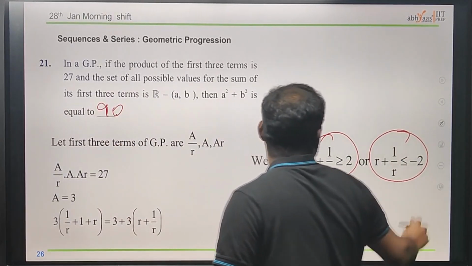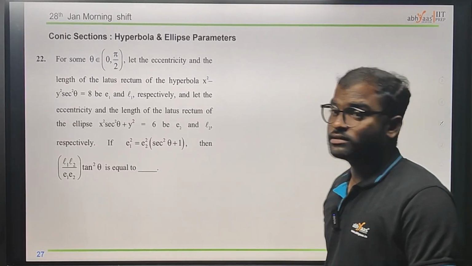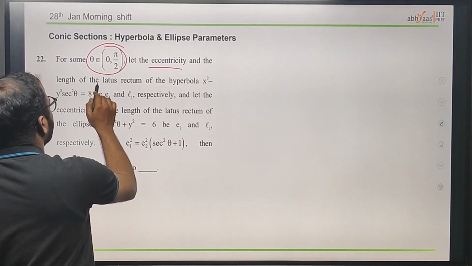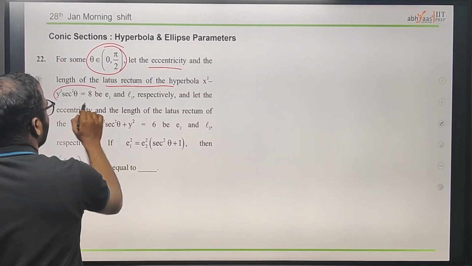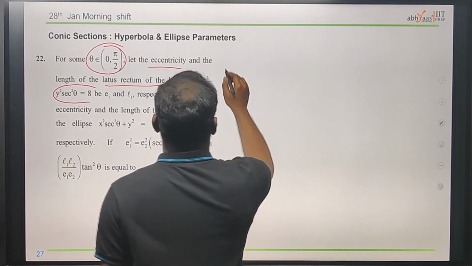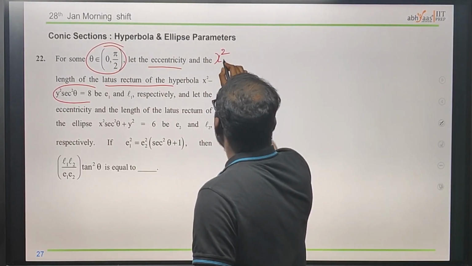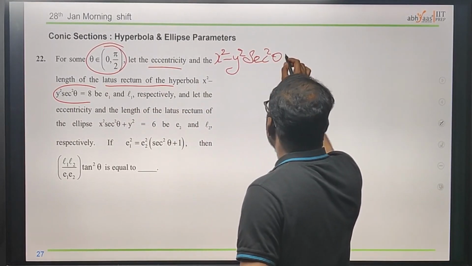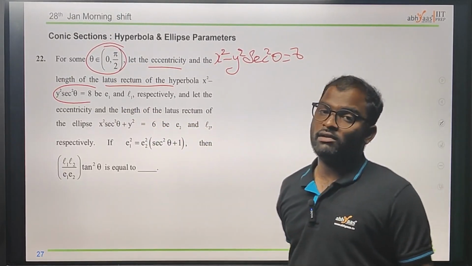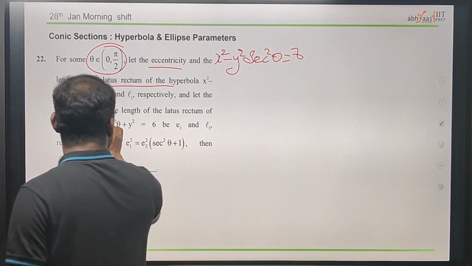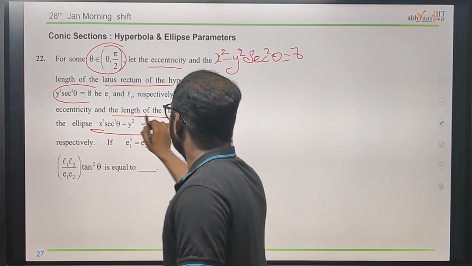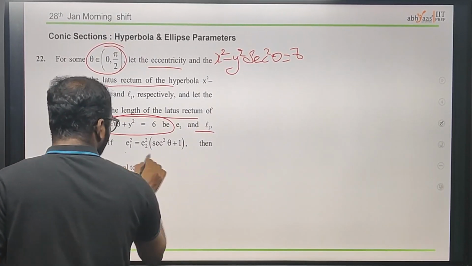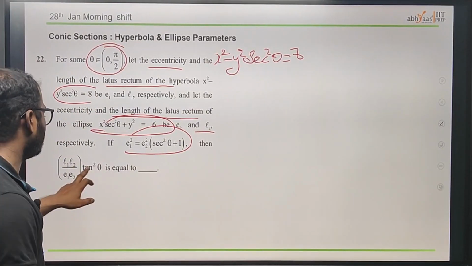Okay, now next, on the basis of conic section. They've given theta is between 0 and pi by 2, and they're talking about the eccentricity and the length of the latus rectum of x square minus y square secant square theta equal to 8, be E1 and L1. Assume the eccentricity and the length of the latus rectum of the other curve are E2 and L2 respectively. Then E1 square equals E2 square times secant square theta plus 1. Then what is the value of this one?